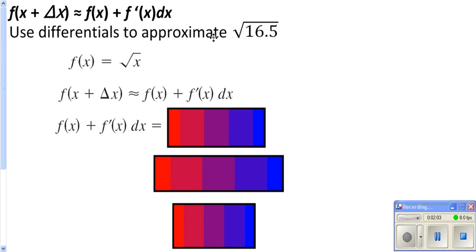Here we want to go ahead and use differentials to approximate this. Well, we're dealing with a square root, and so we're going to look at our square root function. And we want to say, okay, as we are looking at this right here, we're going to use that to approximate this. So we're going to start off with your original function plus your derivative times your dx, meaning this right here is really your differential.